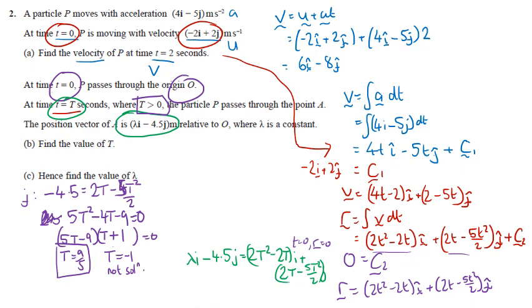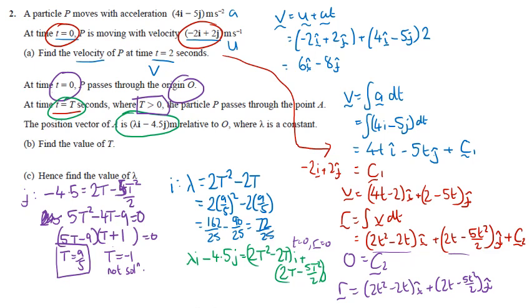And then finally, hence find the value of lambda. So we're just going to look at the equation involving i as well now. So on the left hand side we've got lambda, and on the right hand side it is equal to 2T squared minus 2T. But we know what T is now, it's 9 over 5. So if we just substitute that in, we get lambda is equal to 162 over 25 minus 18 over 5, which is the same as 90 over 25. So that's 72 over 25. Okay, question 3.